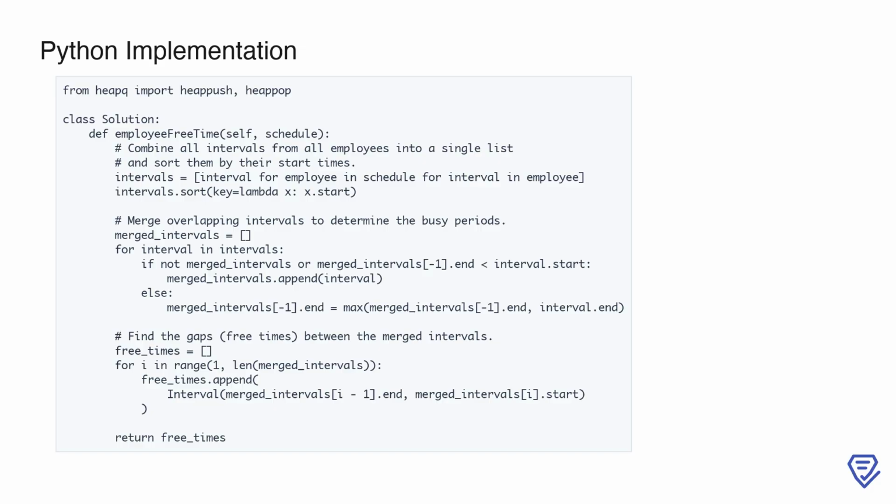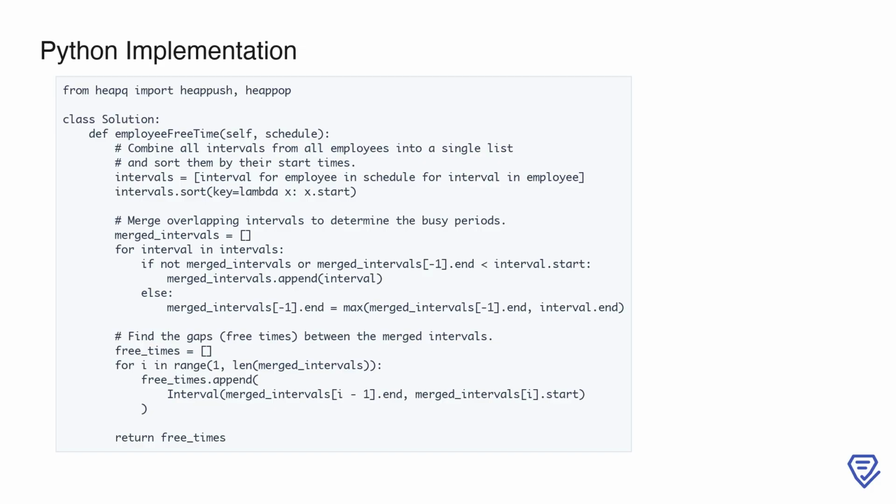2. Sorting intervals: The combined list of intervals is sorted by their start times. This ensures that we can process them sequentially and merge overlapping intervals effectively. The sorting is achieved with the sort method, using the start attribute as the key.